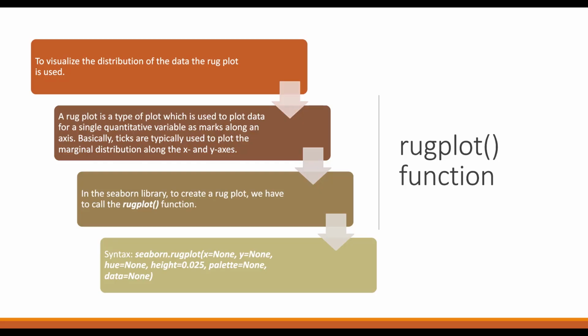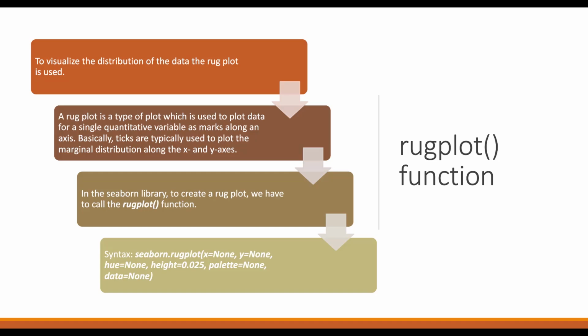Basically, a rugplot is a type of plot which is used to plot data for a single quantitative variable as marks along an axis. You can also call the marks ticks in the case of a rug plot. These ticks or marks are typically used to plot the marginal distribution along the x and y axis. When there is a great occurrence of data points, we see a greater density of these ticks or marks, and when there is less occurrence of data points, we see occasional ticks or marks.